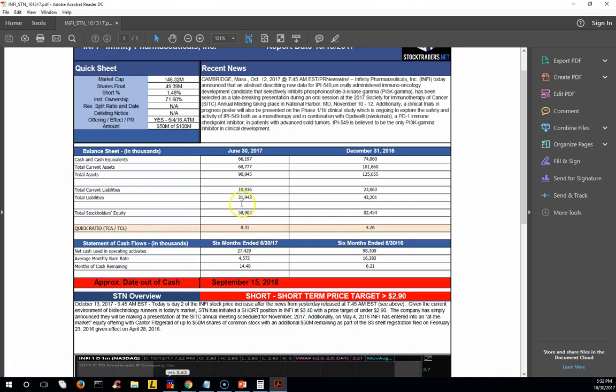Simple math. Statement of cash flows. Again, net cash used. This is how I'm figuring out my burn rate. And I look at, okay, what do I have left? So I have 14 and a half months. And you know what else I should put there? When is that? If they have 14 and a half months left on 6/30, I want to know when they're out of cash. Here it is. September 15th, roughly, 2018. So it's really not that close, okay?